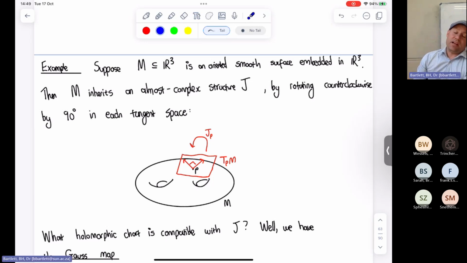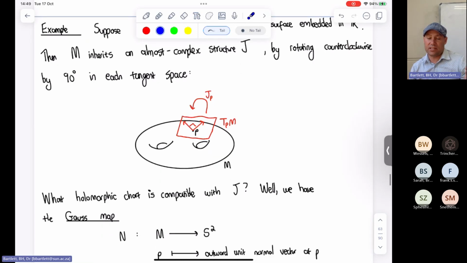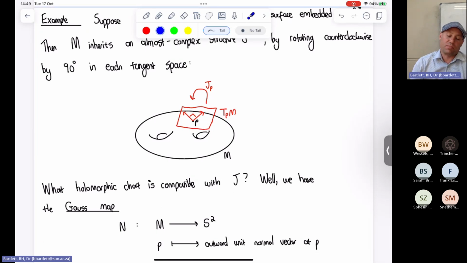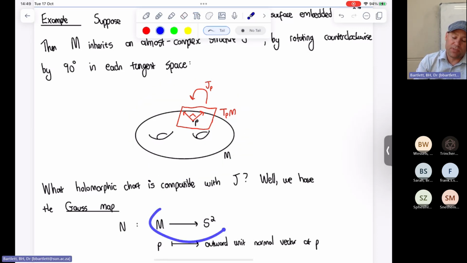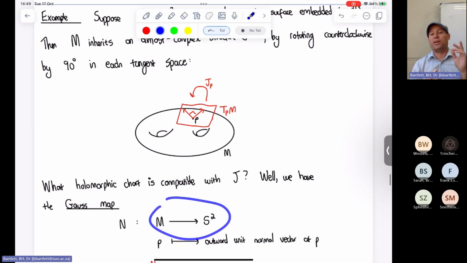And then I also went further and I asked, could I possibly write down holomorphic charts for this J? So I was sort of jumping the gun there. I was trying to already figure out what the associated complex coordinates are. And there's a nice geometric fact, which I mentioned last time: whenever you've got an embedded surface, you always have a natural map, the Gauss map, from the surface into the 2-sphere, which just sends each point to the outward unit normal at that point. It's called the Gauss map.